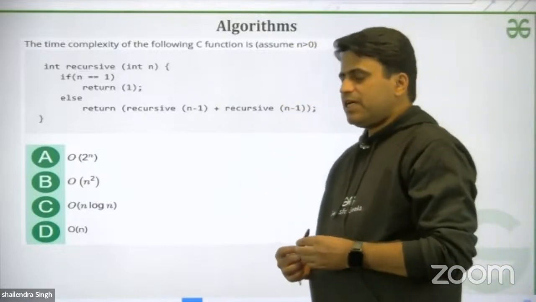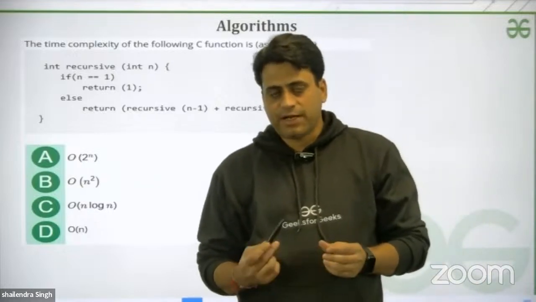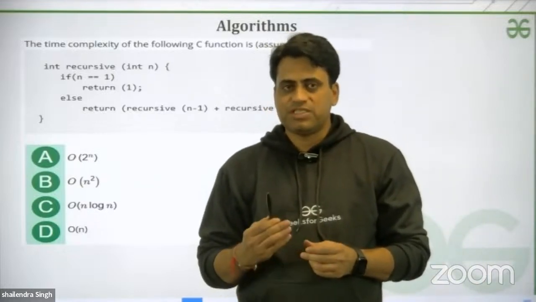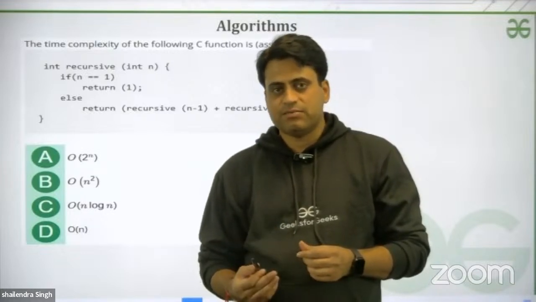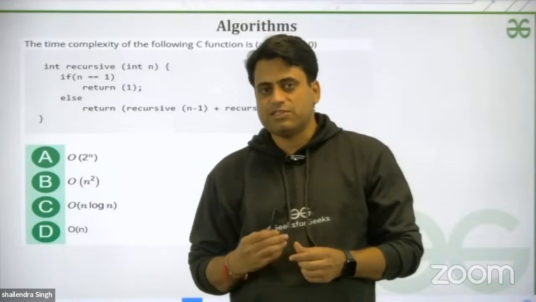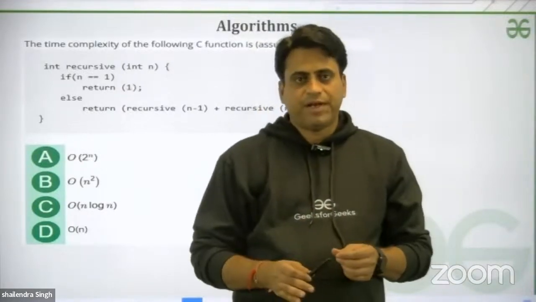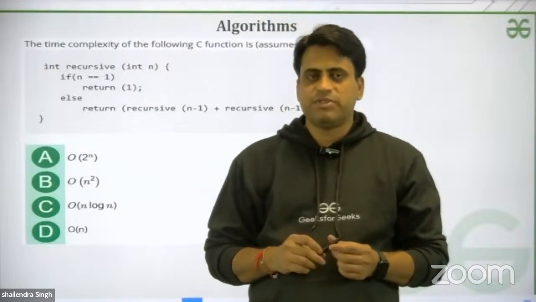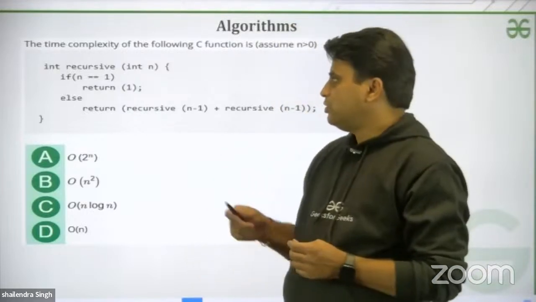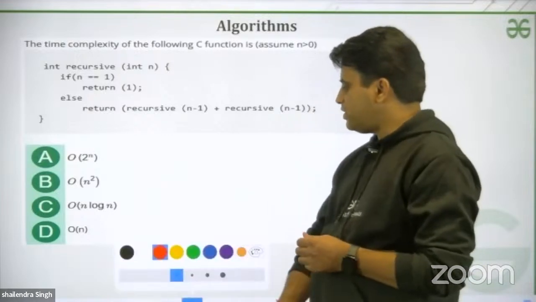सर, टाइम कॉम्प्लेक्सिटी निकालने के टू मेथड्स हैं. If function is iterative function, then use frequency count method. If algorithm is recursive, then use recurrence relation method. So this is a recursive algorithm. So apply recurrence relation method, right?